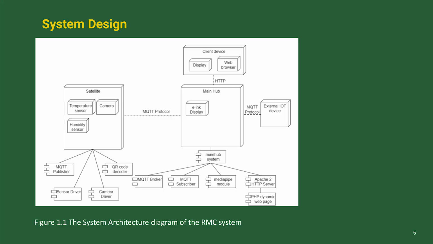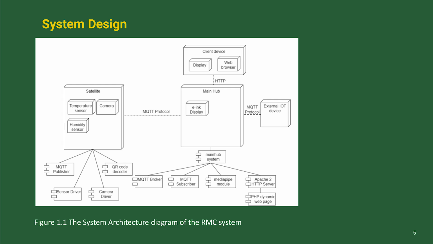For the system design, let Yunyang introduce his task on this. So this is the system design of our project. There are two main parts of the project, the satellite devices and the main hub. The main hub provides a web page which shows administration information and data monitoring. The client device is a user's PC or cell phone which accesses the web page on the main hub with a web browser. The external IoT device on the right side connects to the main hub with MQTT protocol, which is not implemented but planned for the future.